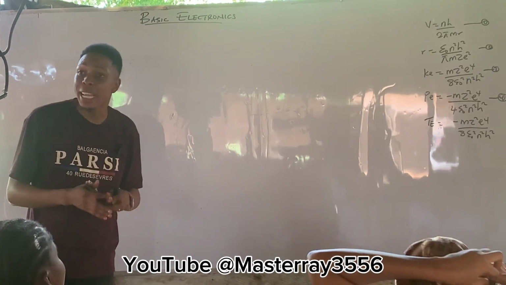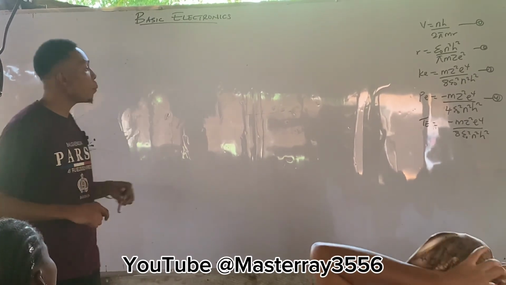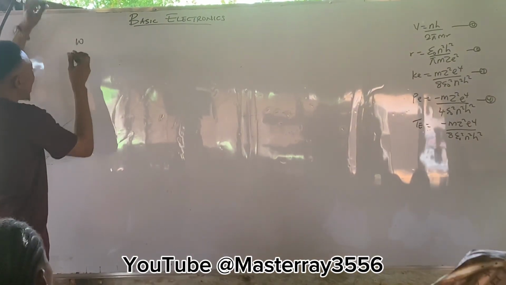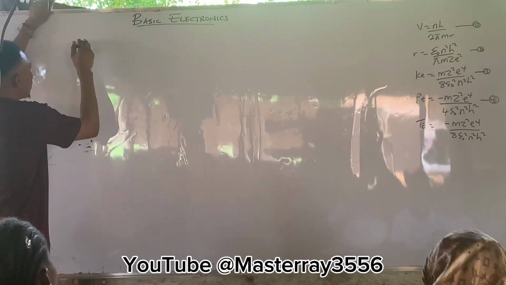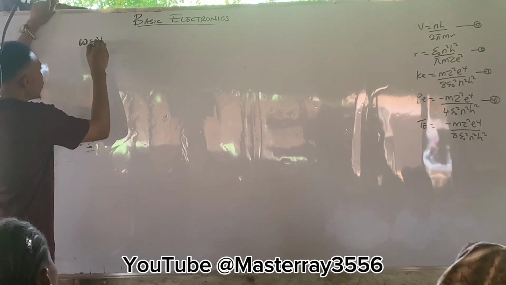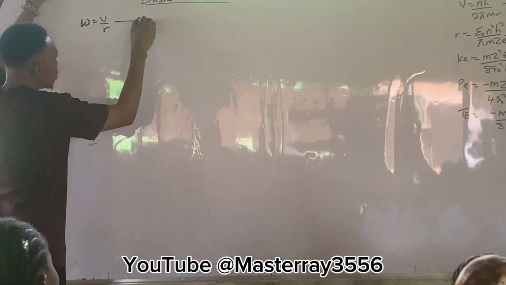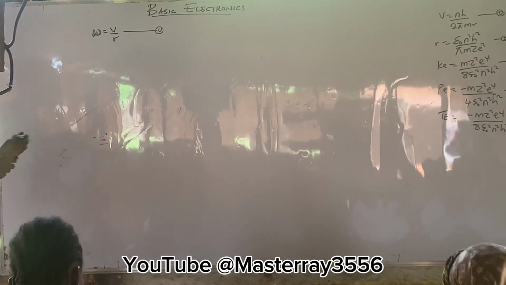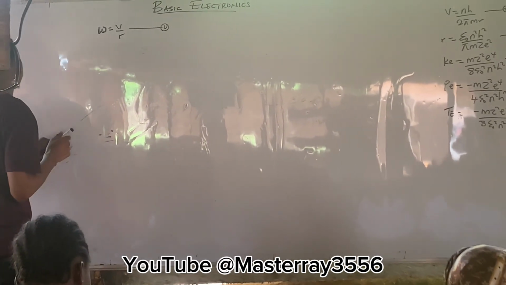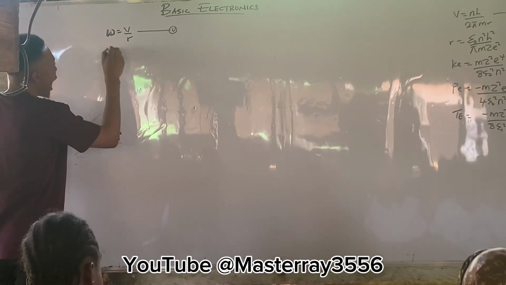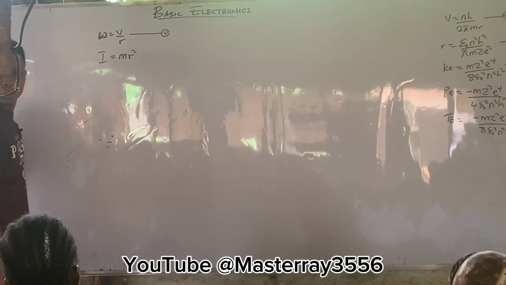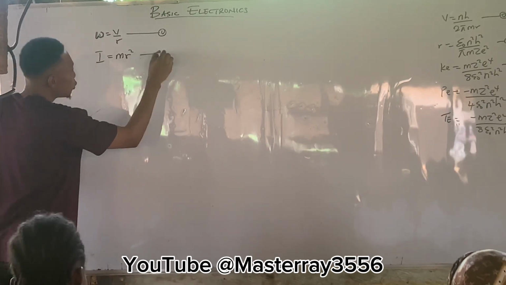Going back to our main case. From your main case, we are told that your angular velocity, that's W, is equal to V over R. You can remember that. We call this equation 1. Then the next one is your moment of inertia, I, equals mr squared. So we call this equation 2.